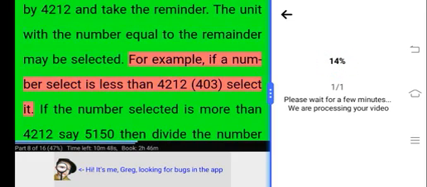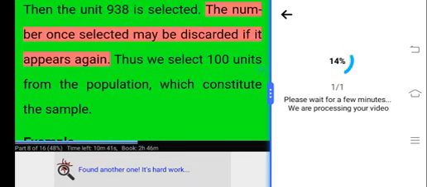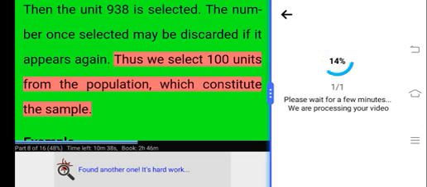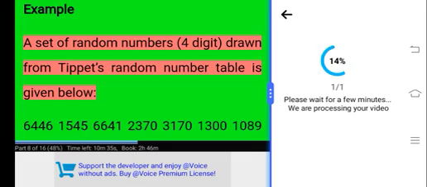For example, if a number selected is less than 4,212, say 403, select it. If the number selected is more than 4,212, say 5,150, then divide 5,150 by 4,212 and the remainder is 938. Then the unit 938 is selected. A number once selected may be discarded if it appears again. Thus we select 100 units from the population, which constitute the sample. Example. A set of 4-digit random numbers drawn from Tippett's random number table is given below.